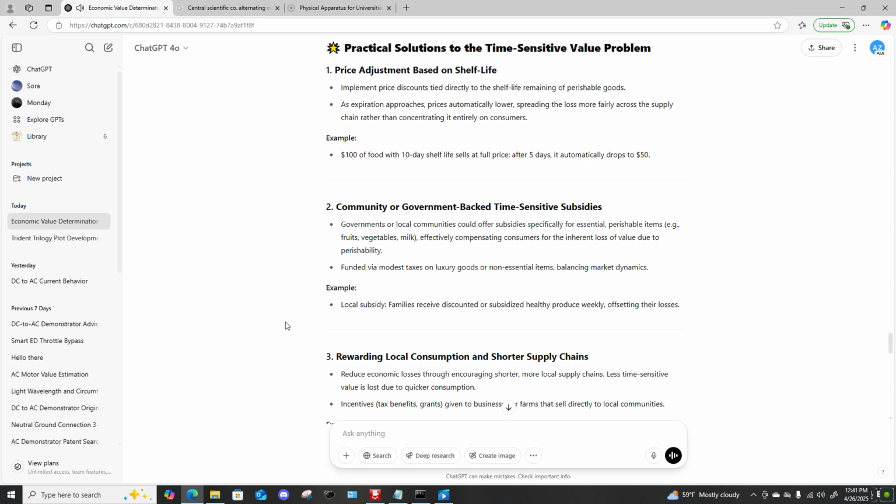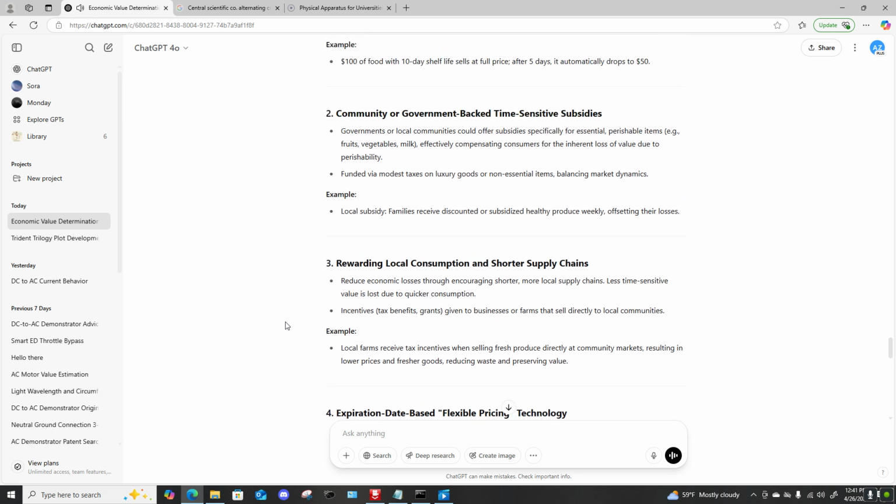Good example. 2. Community or government-backed time-sensitive subsidies. Governments or local communities could offer subsidies specifically for essential, perishable items, e.g., fruits, vegetables, milk, effectively compensating consumers for the inherent loss of value due to perishability. Funded via modest taxes on luxury goods or non-essential items, balancing market dynamics. Example, local subsidy: families receive discounted or subsidized healthy produce weekly, offsetting their losses.